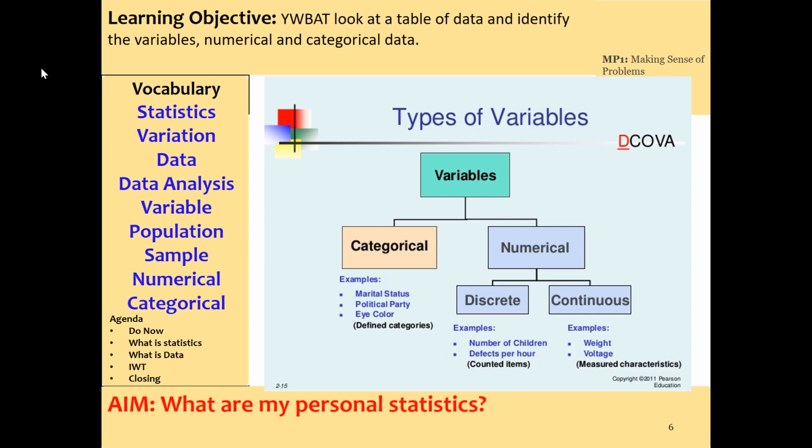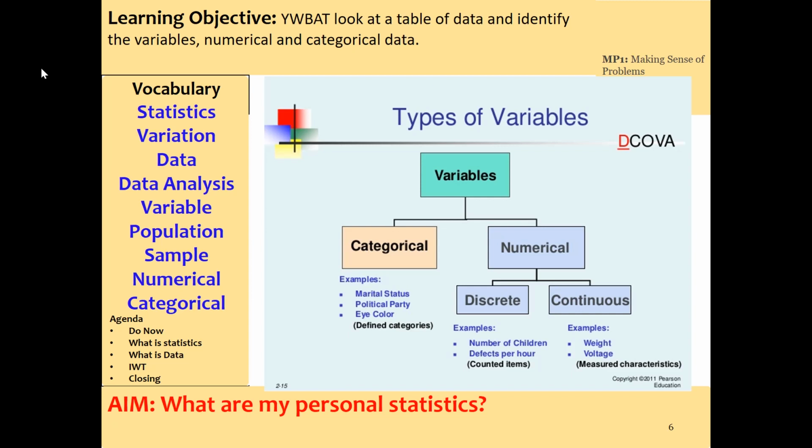Numerical are numbers. Now discrete is something you can count with your hands. It's whole numbers. So for example, think of number of children, anything that doesn't have a decimal. So number of cars, number of students in a classroom, number of students absent, number of classes you take. Continuous are things that have decimals, where there's a large infinite range. So for example, think of weight, think of height, think of grade point average.